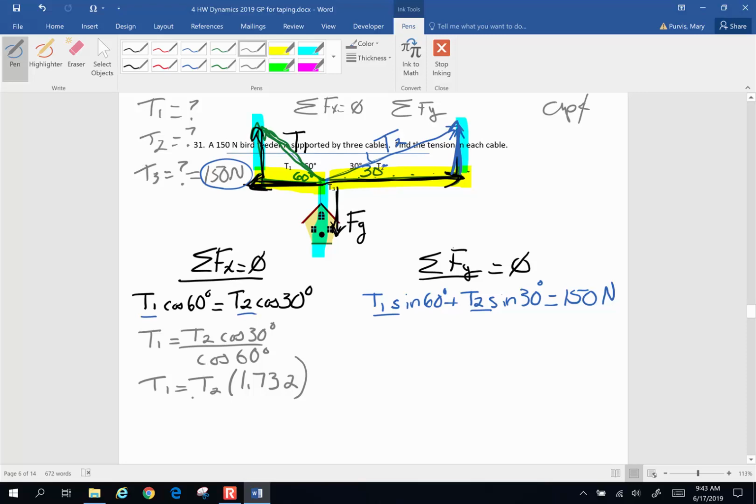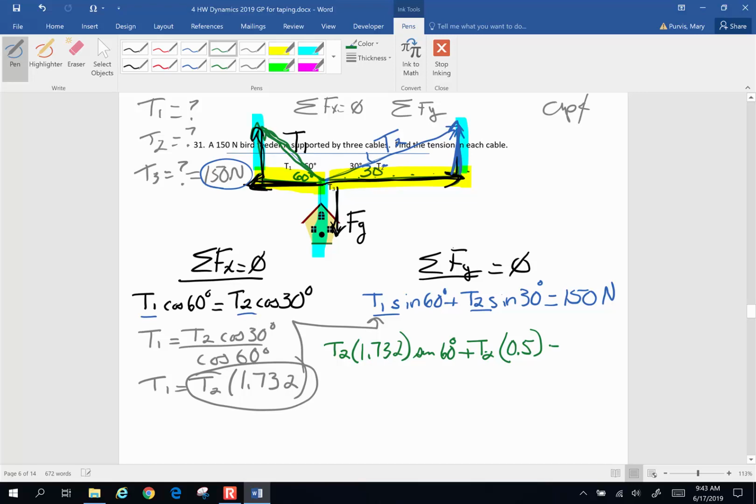And now that I have this as a value for T1, I am going to put this in place of T1 in that equation. So let's write that out. I'm going to have T2, because my goal is to eliminate one of these variables, T2 times 1.732 times the sine of 60 plus T2 times the sine of 30. Now I've done this a long time, so I know the sine of 30 degrees is 1/2, equals 150 newtons.